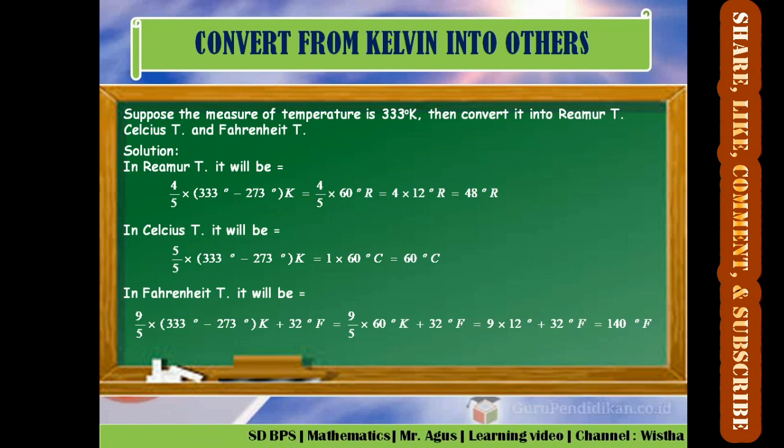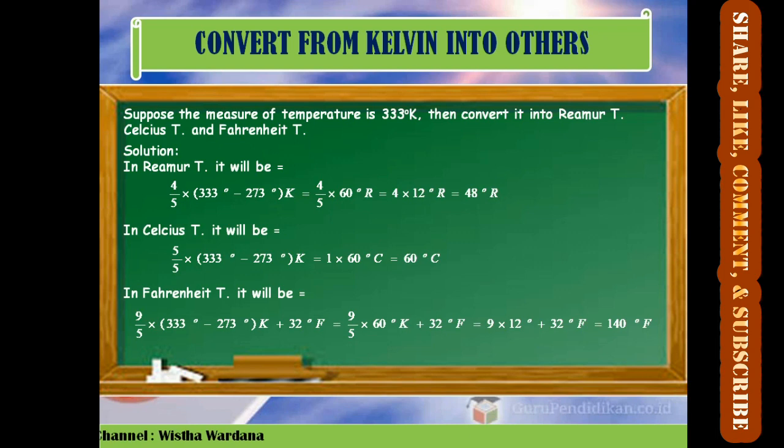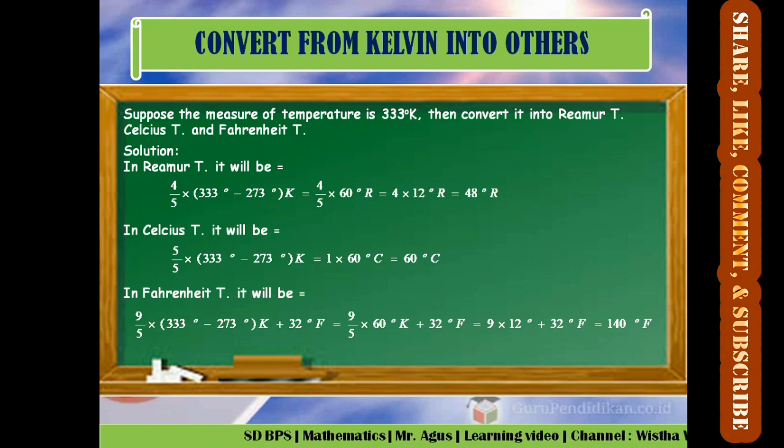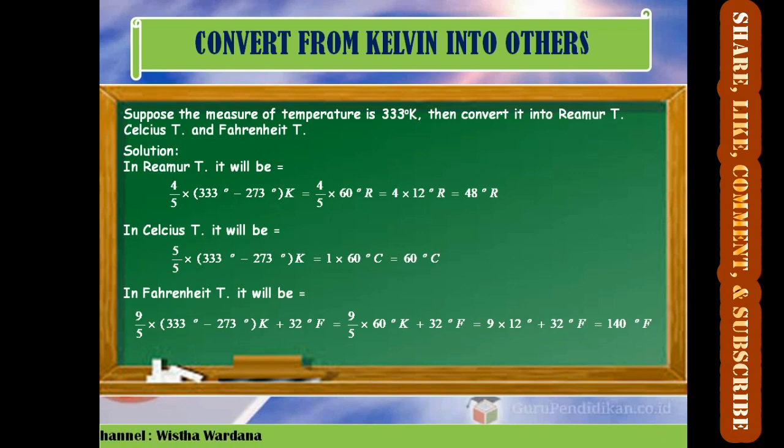So it will be 9 per 5 times, in the bracket, 333 minus 273, close bracket, plus 32 degrees. So the answer is 9 per 5 times 60 degrees plus 32 degrees, equal to 9 times 12 plus 32 degrees, or we got 140 degrees of Fahrenheit thermometer.